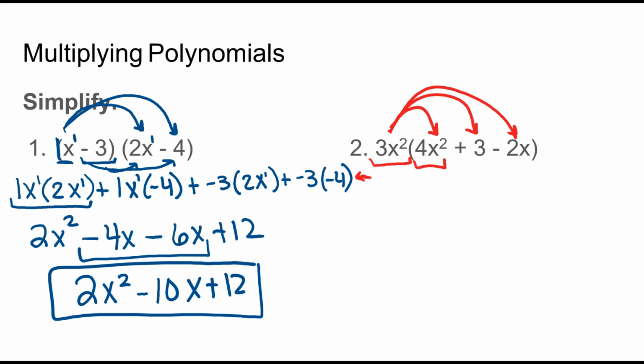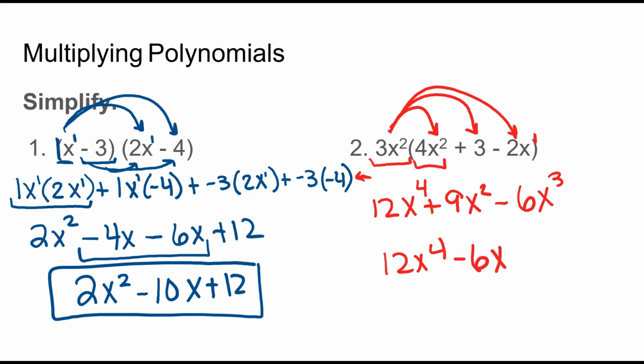So we've got 3 times 4 is 12. X to the second times x to the second is x to the fourth. We've got 3 times 3 is 9. There's nothing to combine with that x squared. And then 3 times negative 2 is negative 6. Forgot that 1. X to the second times x to the first is x to the third. I would be done except for it's not in standard form.